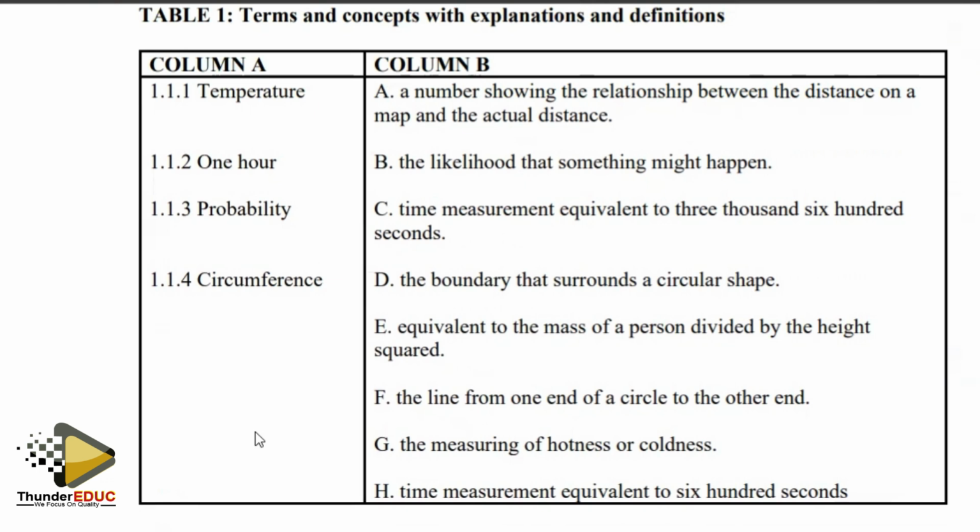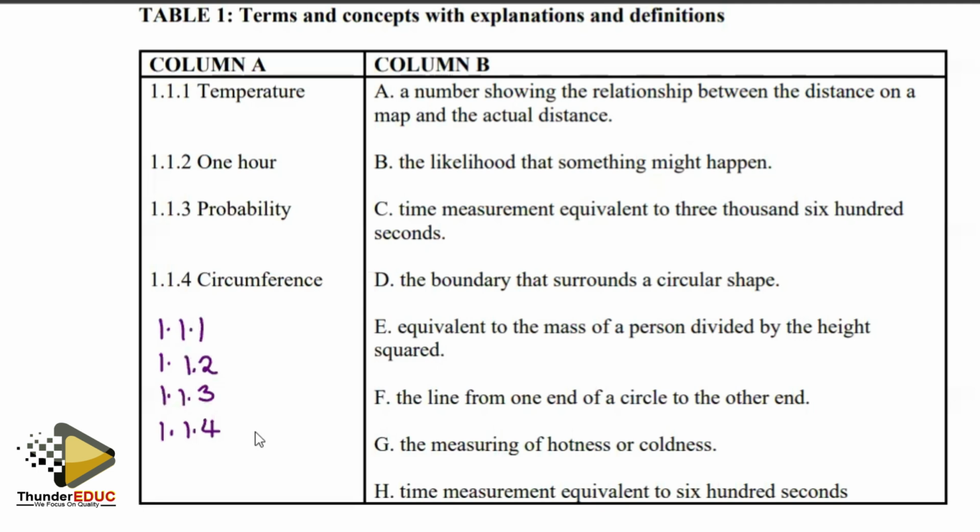I will just write below here. So first and foremost, we say it's 1.1.1. We have 1.1.2, 1.1.3, 1.1.4. So first and foremost, you come here, you check and you see the terms and you read.